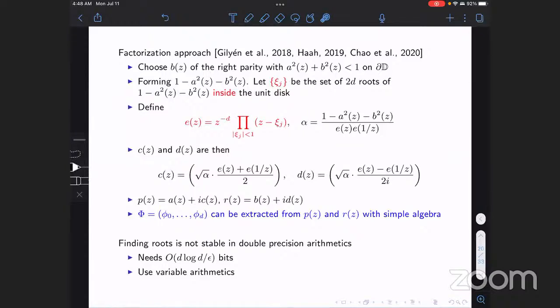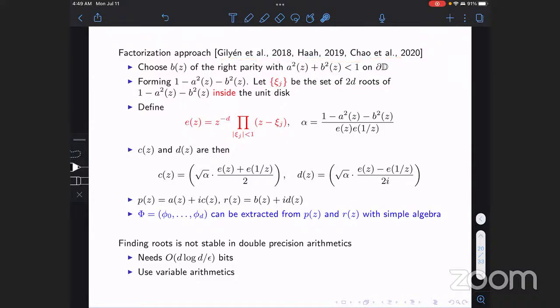Now, let's come back to our problem, which is to find these phase factors. There are two approaches which have been proposed in the literature for constructing these phase factors. One approach is called the factorization approach. This approach has been pioneered by these three papers.